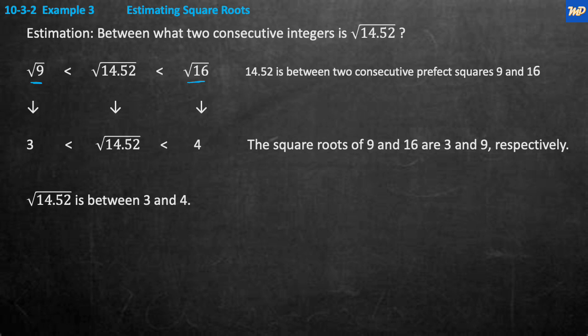Why? Because 16 is larger than 14.52, and 9 is less than 14.52, and these numbers are consecutive. 9 is 3 squared, 16 is 4 squared, so here are our two numbers, 3 and 4. So the square root of 14.52 is somewhere between 3 and 4. The square roots of 9 and 16 are 3 and 4 respectively, and therefore you can estimate it and say it's somewhere between 3 and 4. Okay.